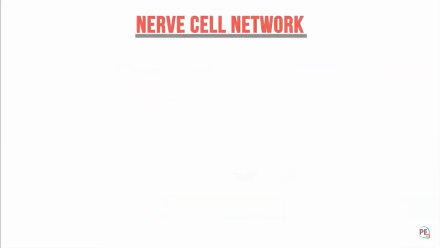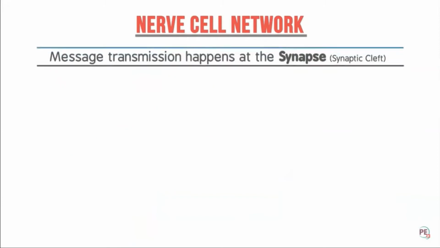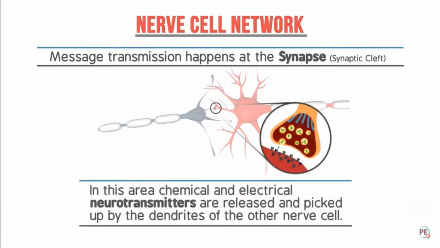Now that we've covered the structure of the neuron, let's talk about how neurons come together to form a nerve cell network. Remember, neurons are supposed to send messages to each other, but how exactly does this happen? Message transmission happens at the synapse, or synaptic cleft, which is the junction between one neuron's axon terminals and another neuron's dendrites. This is the special area where chemical and electrical neurotransmitters are released and are picked up by the dendrites of the recipient nerve cell.